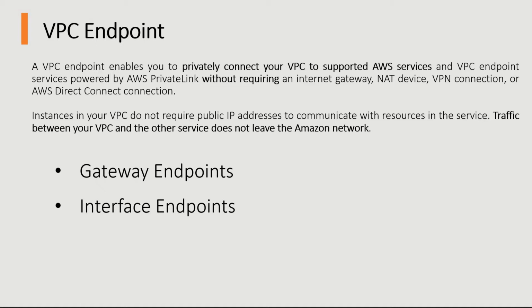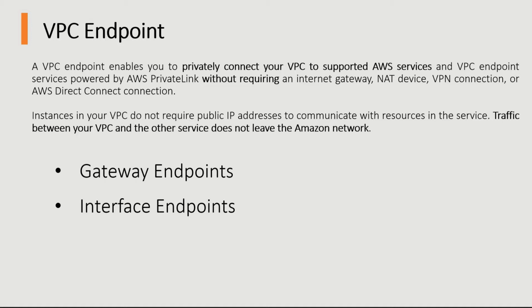So what does it mean to privately connect your VPC? You know that AWS resources inside your VPC, you can connect to them. But for resources outside of your VPC, like S3 or DynamoDB, which are actually in the AWS public zone, you need to use the internet to access them. But through a VPC endpoint, you can privately connect to those resources as well.